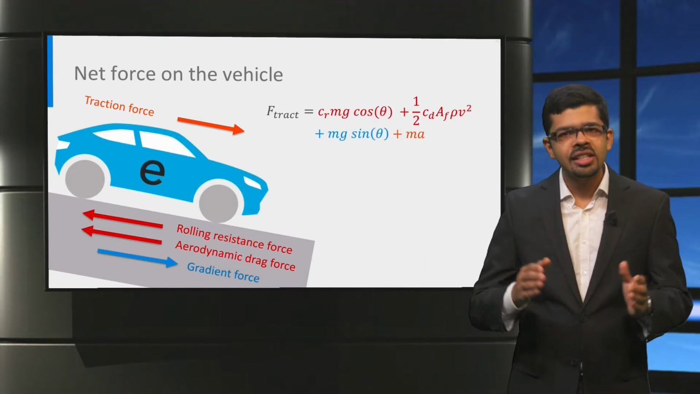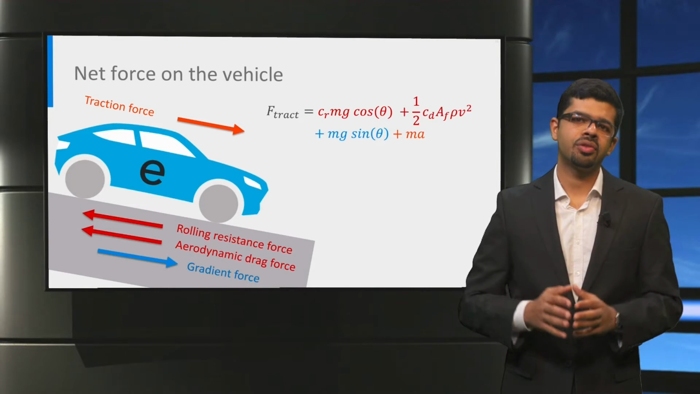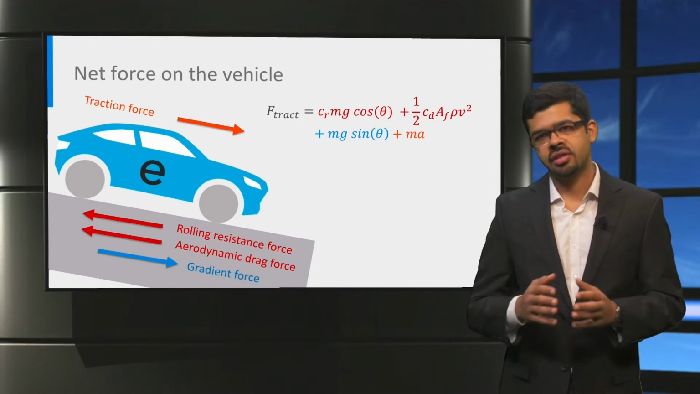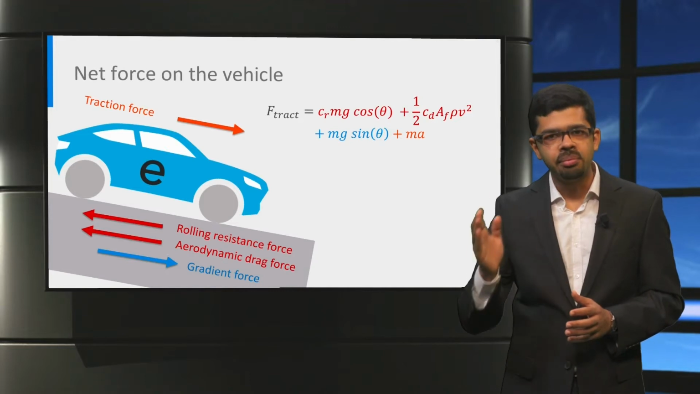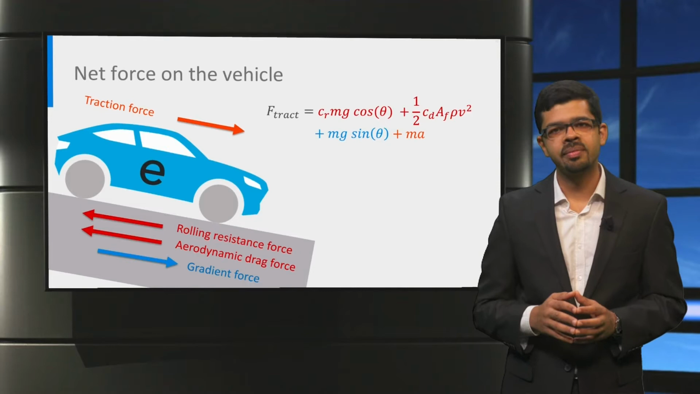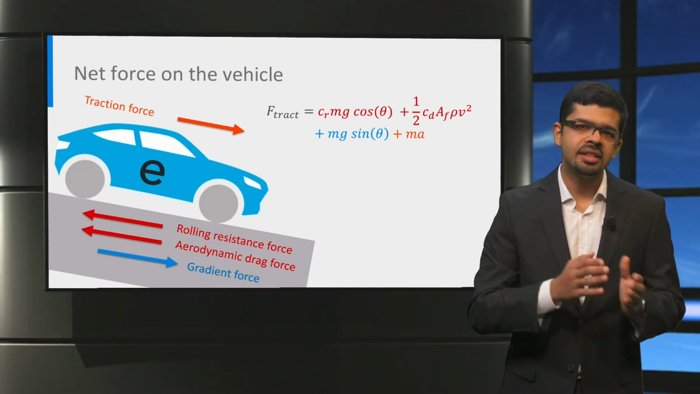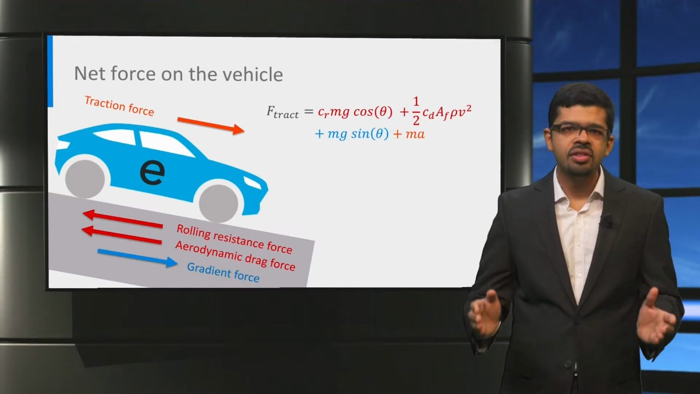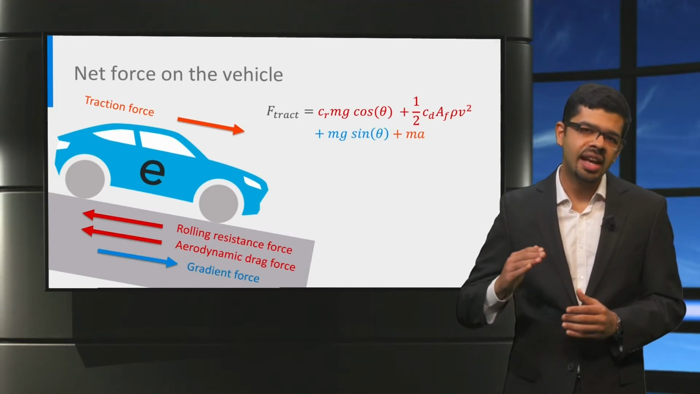If we now expand the equation for the traction force, we can see the factors that influence the vehicle forces. The vehicle mass and the road angle affect the rolling resistance and the gradient force. The vehicle's speed determines the aerodynamic drag force, and the rest of the traction force decides the vehicle acceleration.